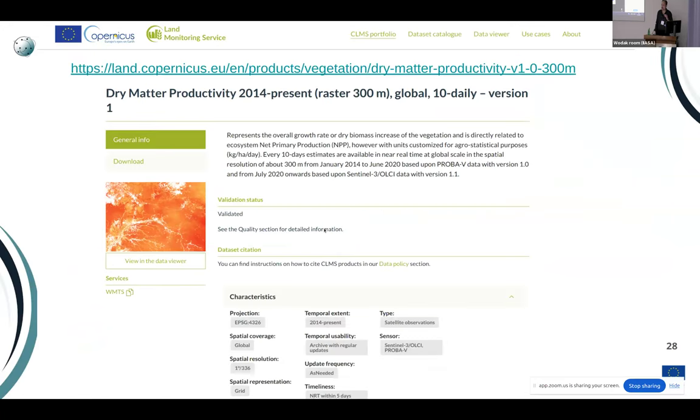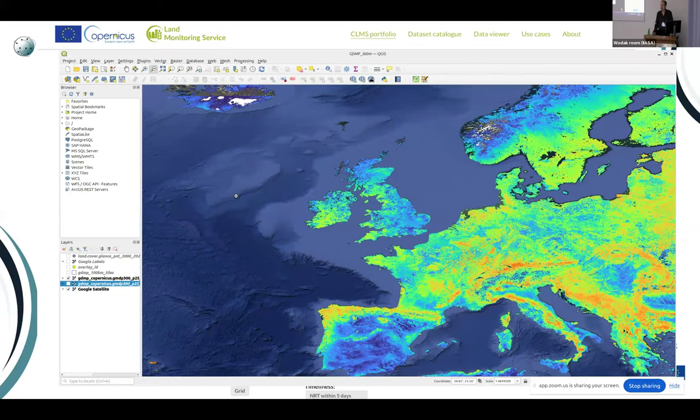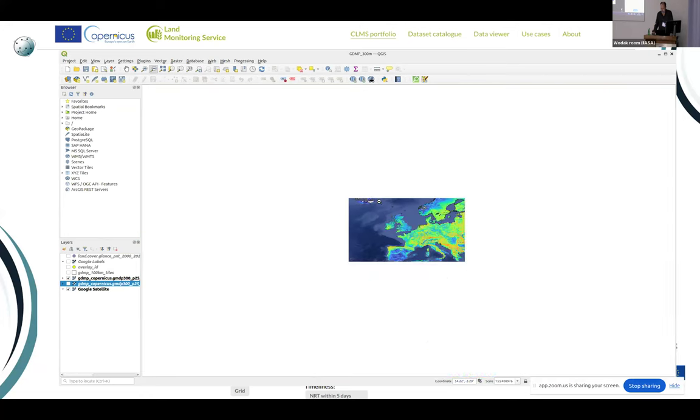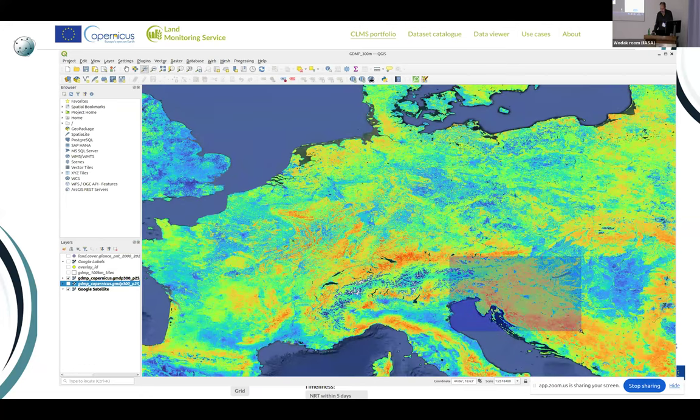Okay, so we have this Copernicus dry matter productivity product, and we use that in the OpenNet monitor. We would like to make the data more usable. The first thing we did was download the data. It's a 10-day product, and we computed monthly and bimonthly products. We noticed that when we do a monthly product, it's quite okay. You have very little gaps. There are still some gaps, but very little.